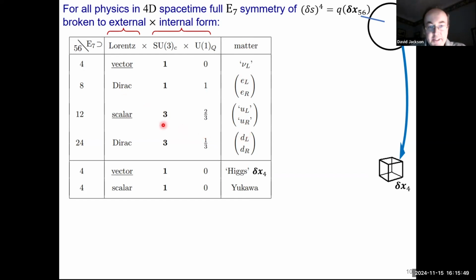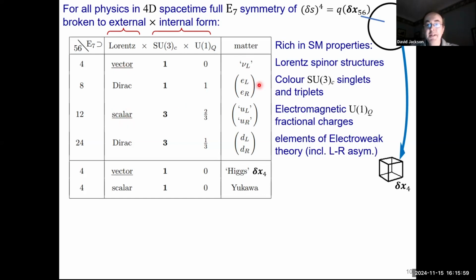From the point of view of the internal symmetry, we also get things transforming like U quarks and a left-handed, say, neutrino, but these have the wrong Lorentz spinor structure here. So the point being that this is rich in standard model structures. We do get Lorentz spinor structures, SU3 singlets and triplets, electromagnetic charges.